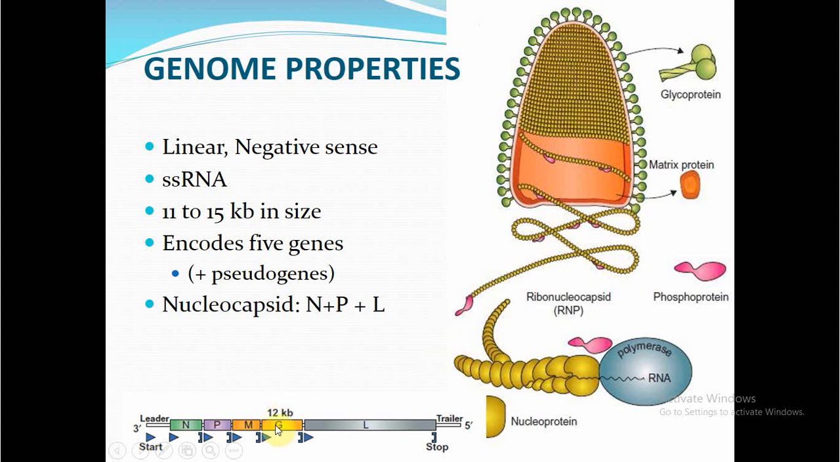G is the abbreviation of glycoprotein. Glycoproteins are generally present over the envelope, and they play an important role in tissue tropism and virus neutralizing antibody production. Last is L, which is a non-structural protein. L stands for polymerase enzyme. In this case, this polymerase enzyme is RNA-dependent RNA polymerase, and this is associated with the virion and is required for initiation of replication.